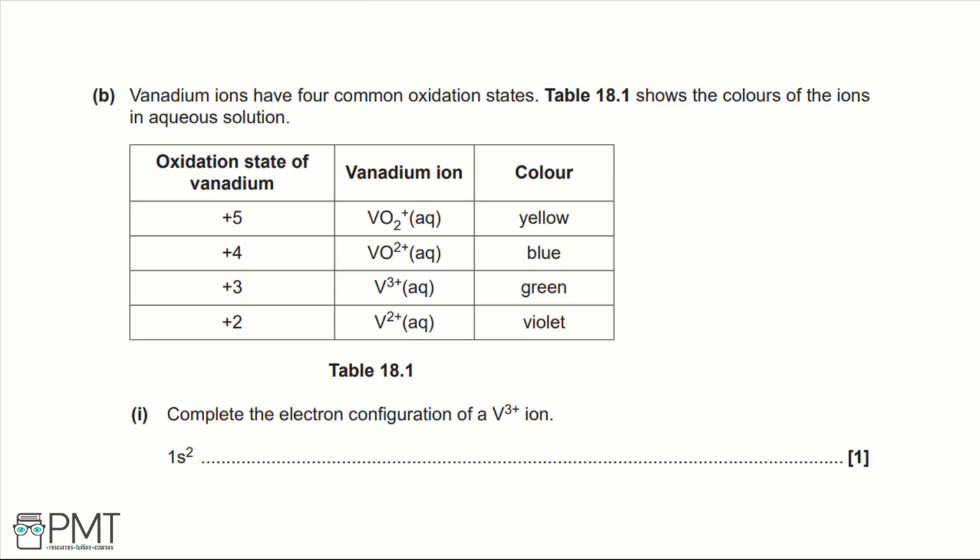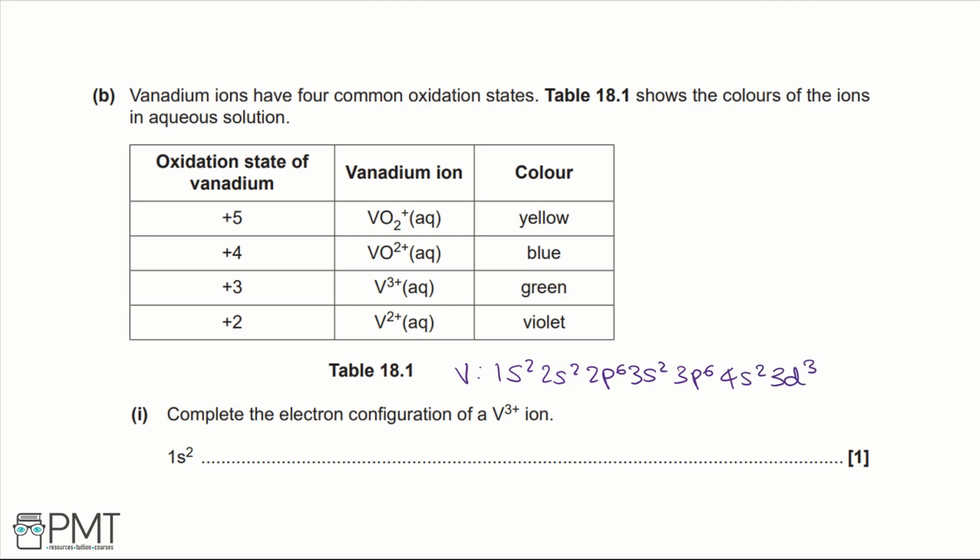Part B. Vanadium ions have 4 common oxidation states. Table 18.1 shows the colours of the ions in aqueous solution. Part 1. Complete the electron configuration of a V3+ ion. Firstly, let's write the electron configuration for vanadium. That would be 1s2, 2s2, 2p6, 3s2, 3p6, 4s2, 3d3.